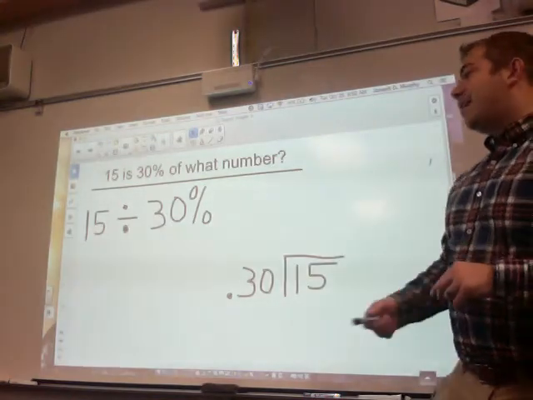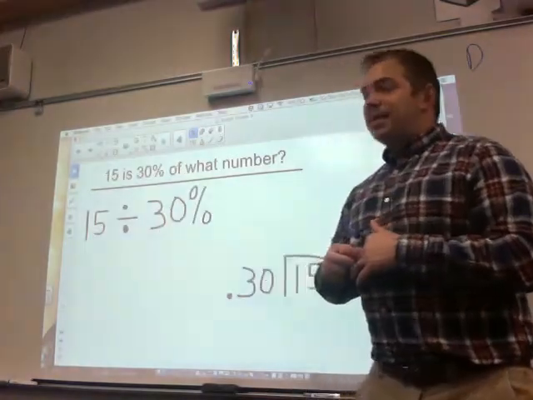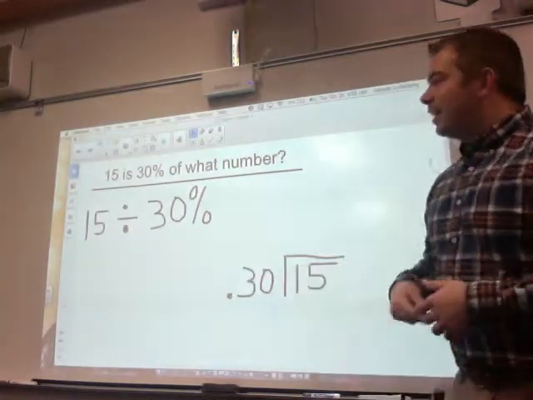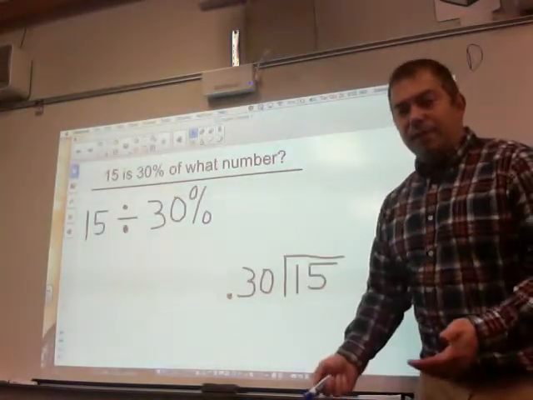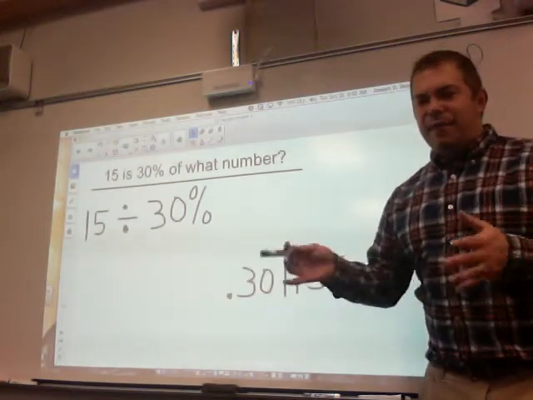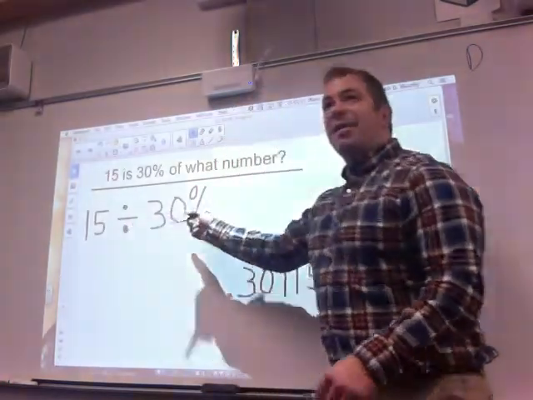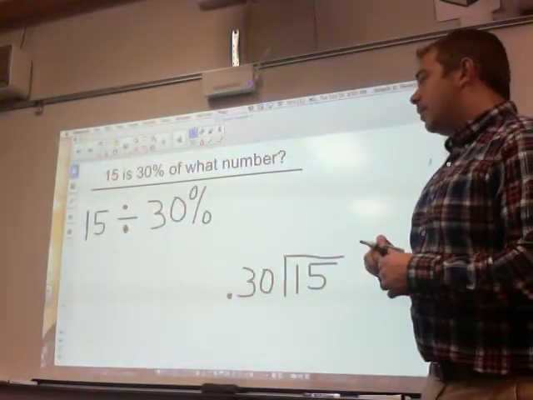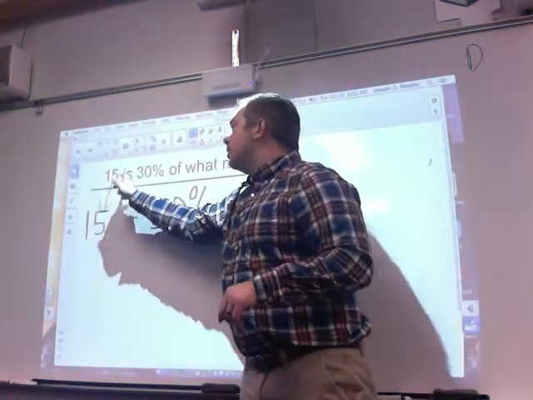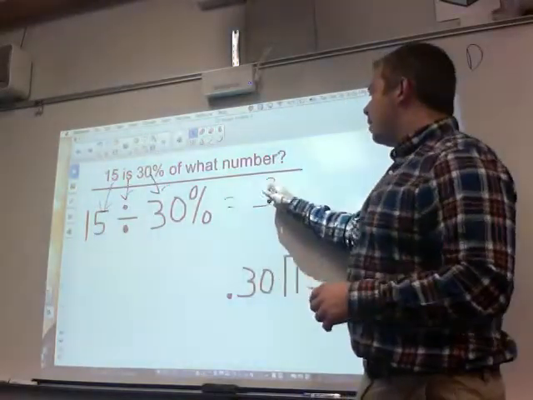Now, here's the problem. I can't, like last problem, just add up till I get 1%. 30% doesn't go into 100, so I could say 30% is 15, 60% would be 30, 90% would be 45. So my answer should be around 50 somewhere. Well, let's see what happens. 15 divided by 30%. All right? So that is because 15 is 30% of, we don't know what the number is.